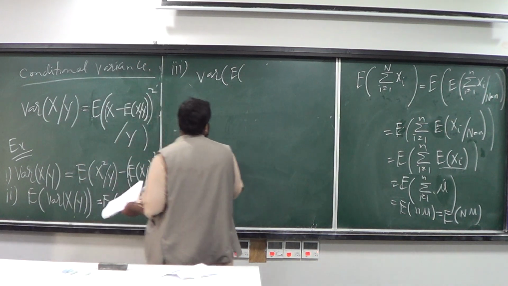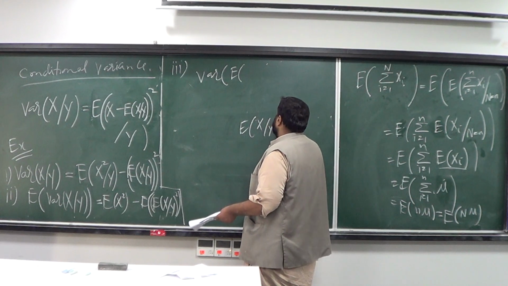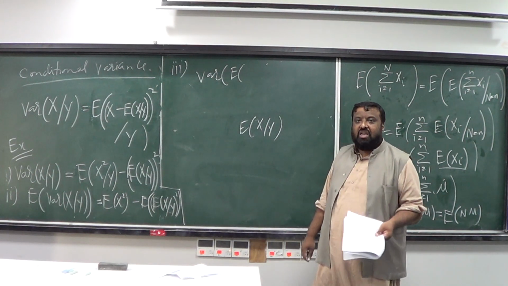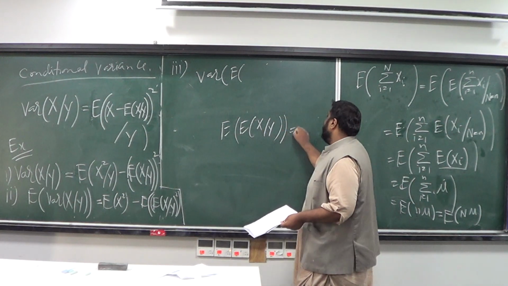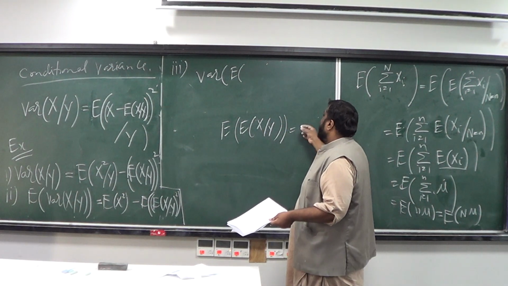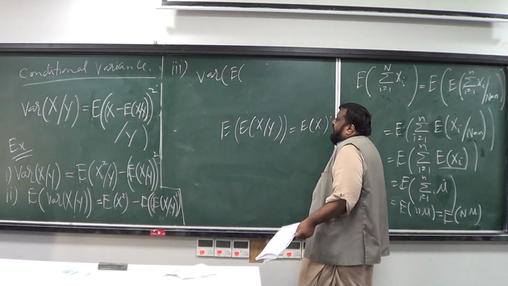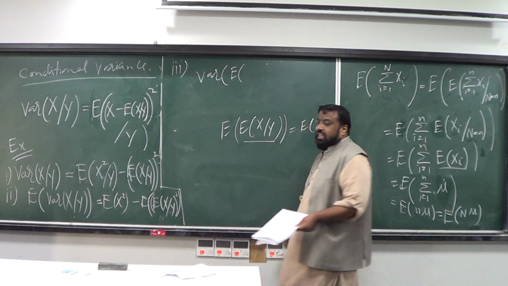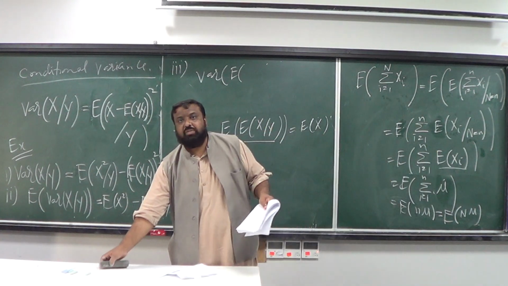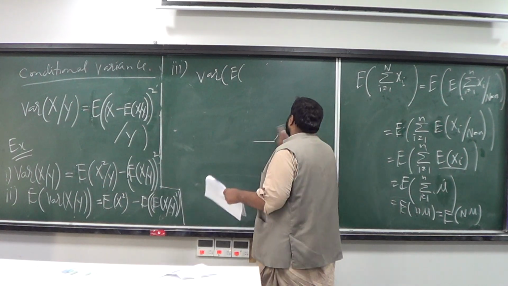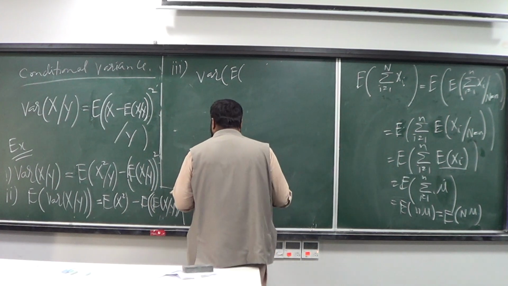Because I already know the expectation. So the expectation of x given y is a random variable. The question is, what is its expectation? We know the answer, that this is equal to the expectation of x. You can ask another question: what is the variance of the conditional expectation? The answer is that the variance of the conditional expectation is this interesting formula.